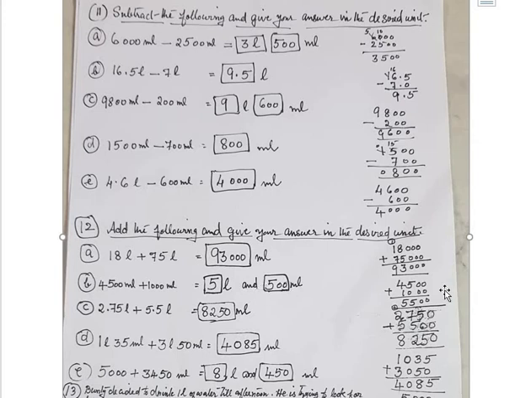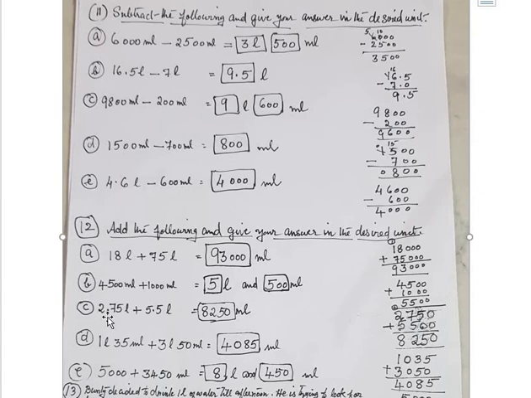Next one, 4500 milliliter plus 1000 milliliter equal to dash liter dash milliliter. So here first we will add 4500 plus 1000 equal to 5 plus 0, 0, 5 plus 0 equal to 5, 4 plus 1, 5. So you will get answer 5500 milliliter. 3 decimal places remove, so you will get 5 liter 500 milliliter.